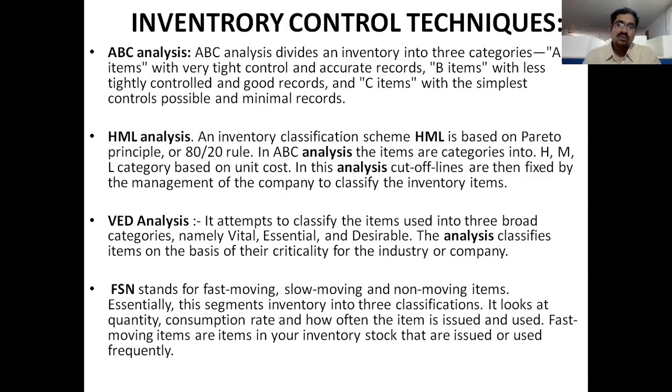B category items should have moderate management, moderate requirements, right? Moderate requirements we need to plan here. And coming to the C category items, we need not maintain proper records and price bargainings, etc. Right? So that is ABC analysis. So divide the total material into 3 types, right?